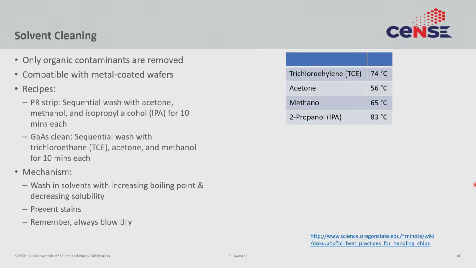The simplest version of it involves a sequential wash in acetone, then methanol, then IPA. I'll discuss a little bit on the method behind this. If you look at the boiling points of these solvents, you see that there is a trend. Acetone is the most volatile, then methanol, then IPA. So always you want to go from the most volatile solvent and end with the least volatile solvent, and that is because you once again want to avoid the coffee stains.